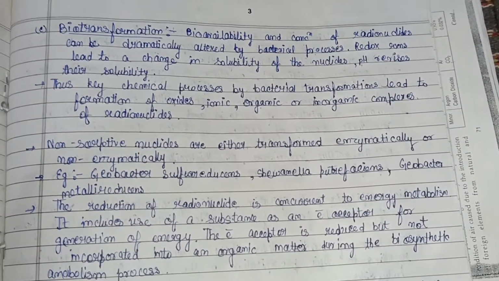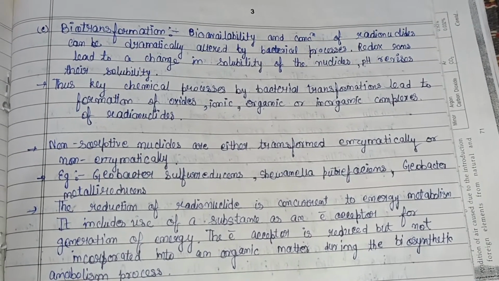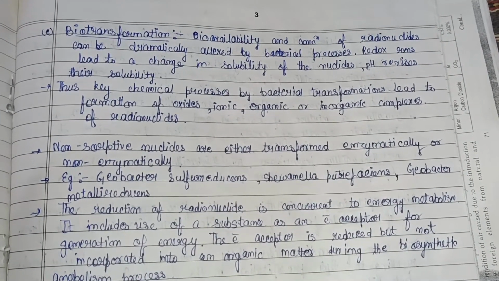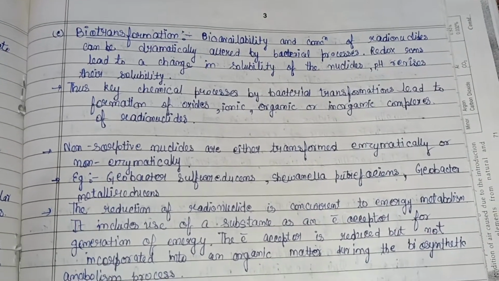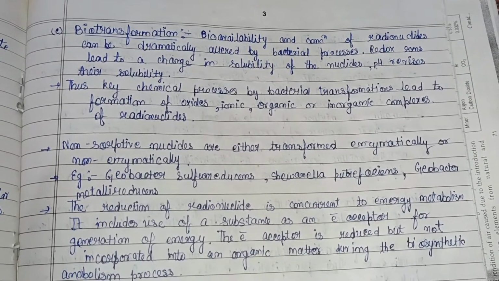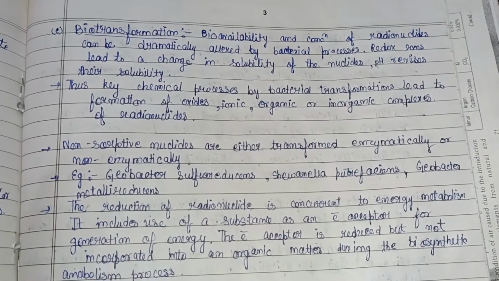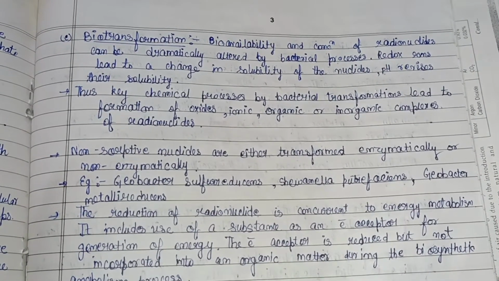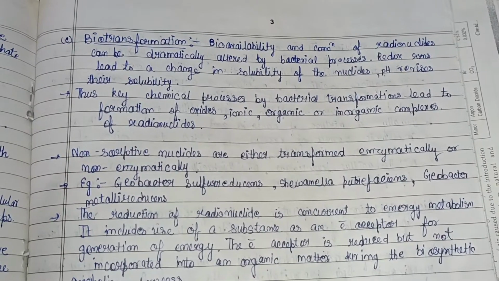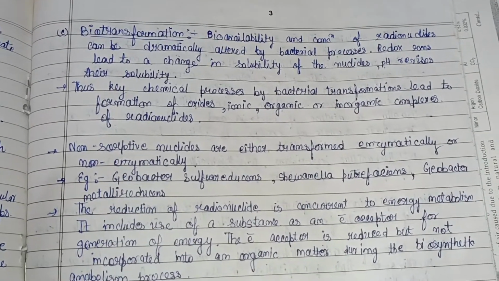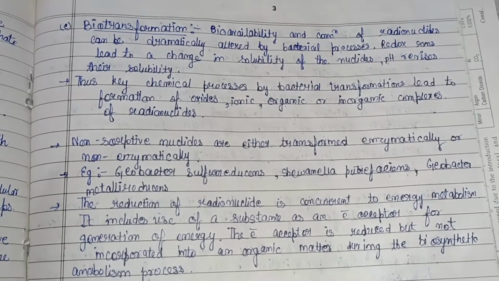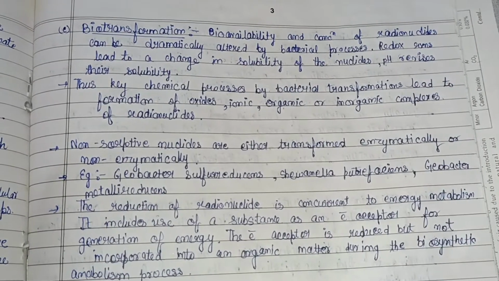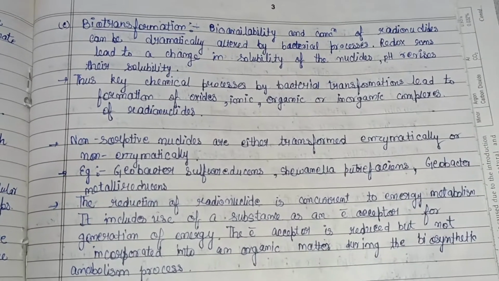So, in the previous video, we discussed the topic of the microbial accumulation of radionuclides. In continuation of that series, today we will discuss the various mechanisms of interaction between the microorganisms and the radionuclides. Earlier we studied the bioaccumulation and the bioabsorption mechanism. Now we will start with the process of biotransformation.